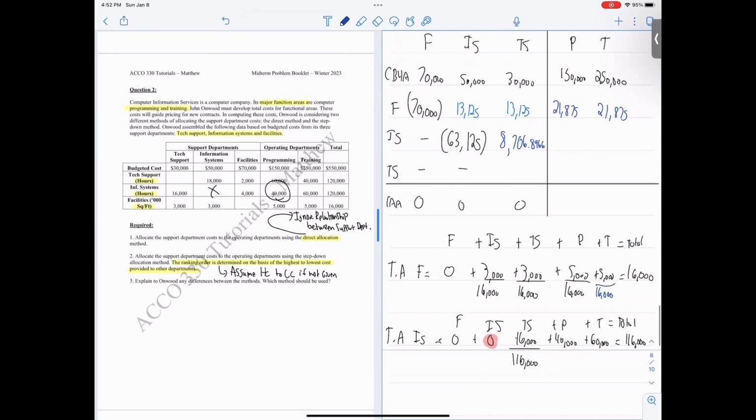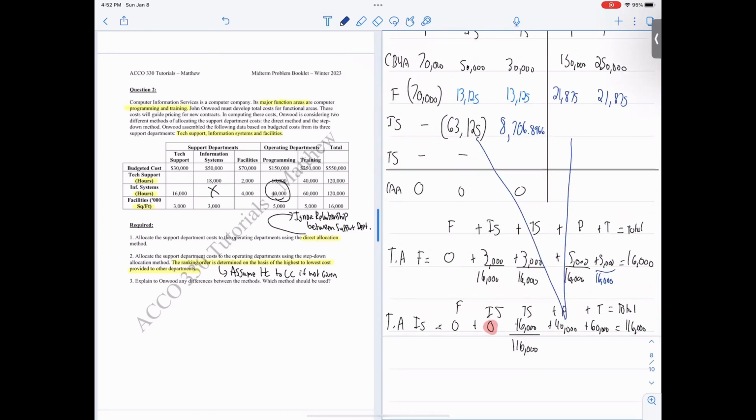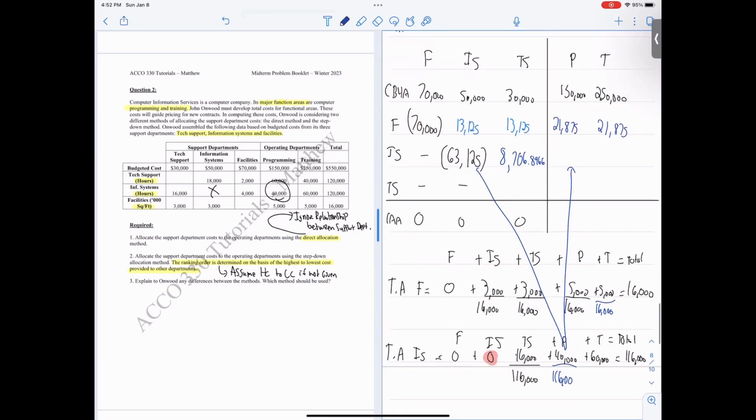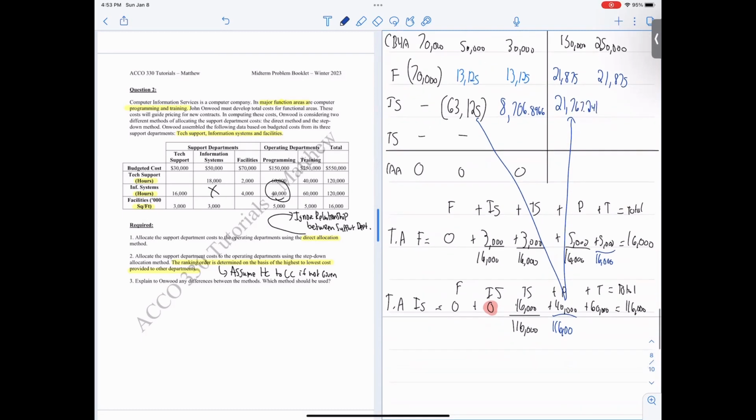Okay. Then programming, 63,125 times the 40,000 over 116. That's a proportion for programming. They use 40,000 of the 116,000 hours. So they should be responsible with 21,767.241 in cost. Okay. I know I lied saying I would round earlier, but I guess I can't be trusted. Kidding. There we go. I just really wanted to make sure I was detailed because I know I'd get questions later about it. Like, Matthew, is this okay? So going all the way, guys, as you should on your exam.